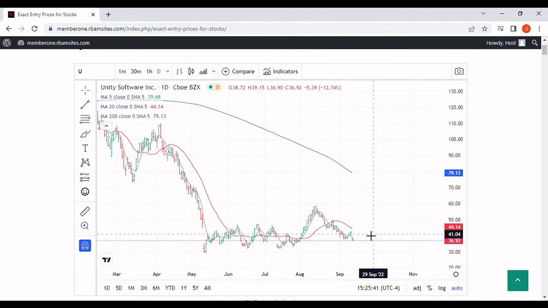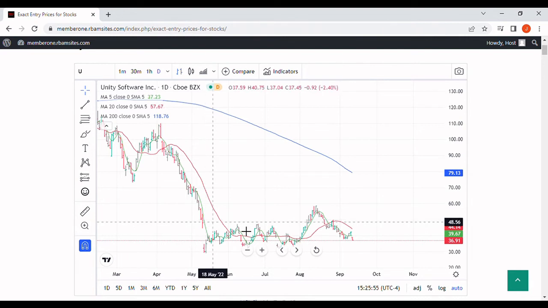So again, for entertainment purposes only, my opinion is this stock probably has a shot of rallying, but in order to rally, it has to get this price above the 5 and above the 20-day moving average. If it doesn't do that, then it's probably going to test these lows that were established early in May.